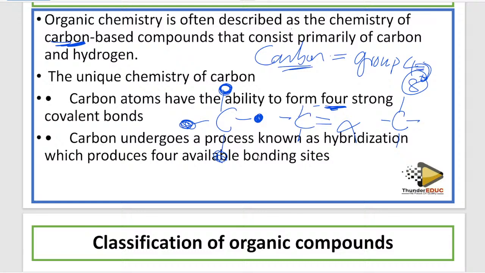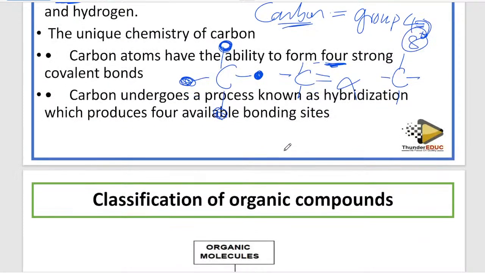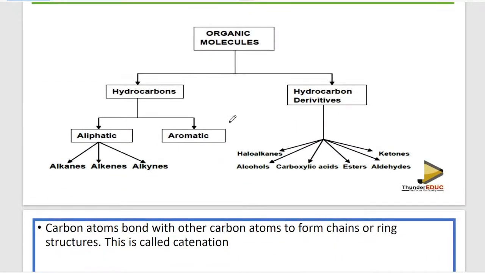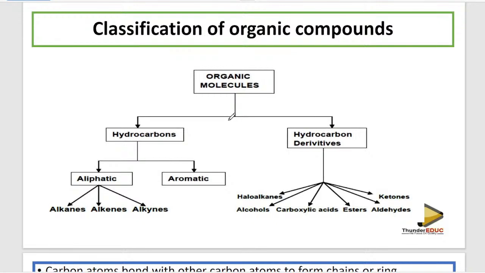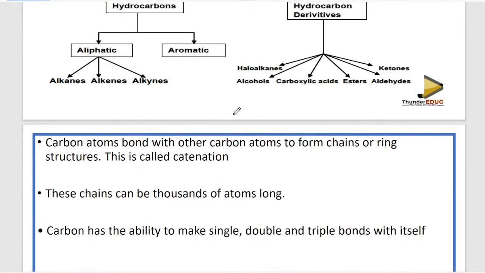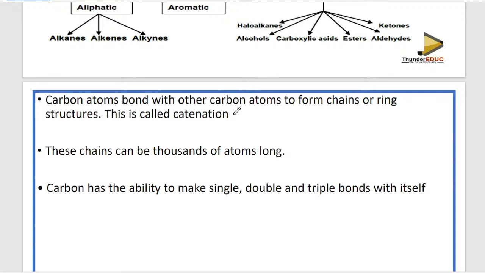Carbon can undergo a process known as hybridization, meaning that it can allow other electrons to be bonded with this molecule. We're going to see it, but not that much, and we'll just understand the concept as we continue. All right. Before I talk about the classification of these organic molecules, let me just talk about this.